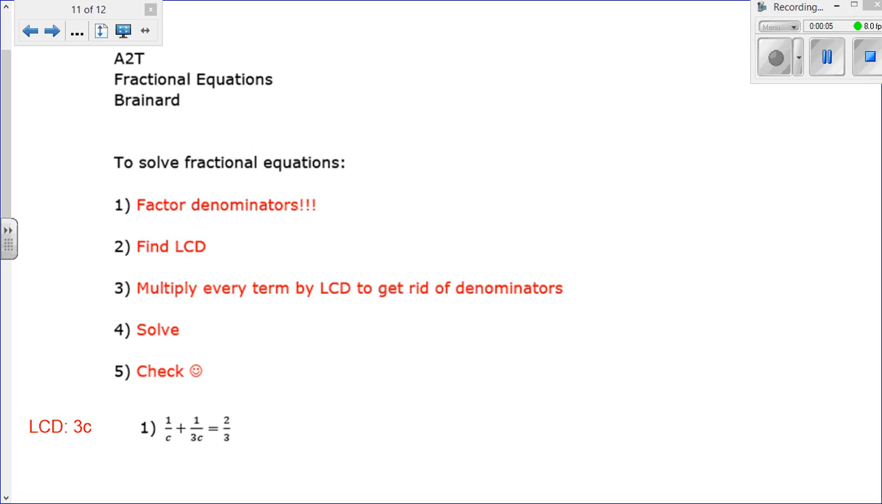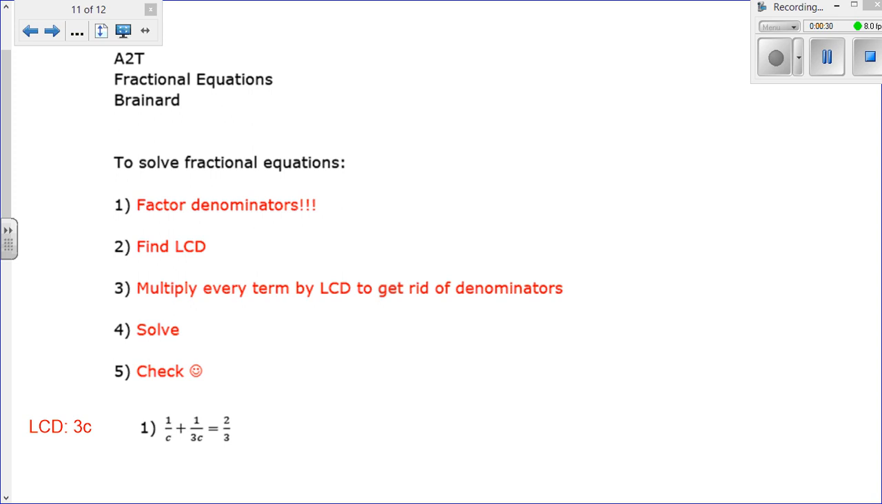Hi and welcome to Rational Expressions Day 10. This is the last set of new notes you'll have for rational expressions. And today we're going to solve fractional equations or solve rational equations. Some people call them fractional equations because they're equations with fractions in them, or rational equations because, again, fractions.